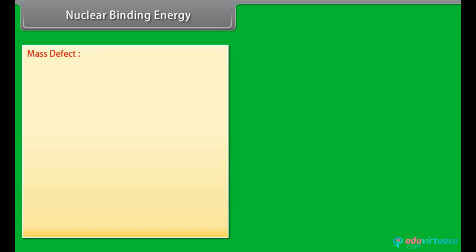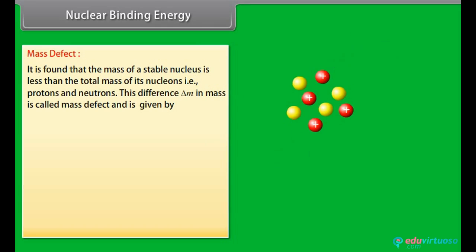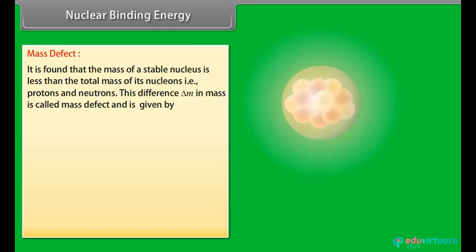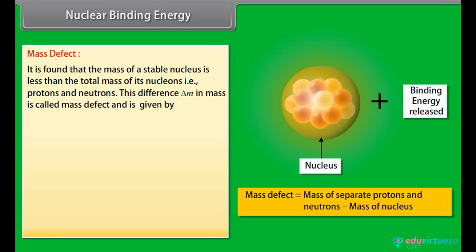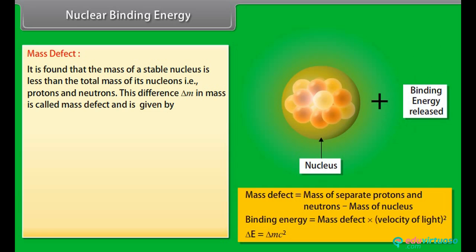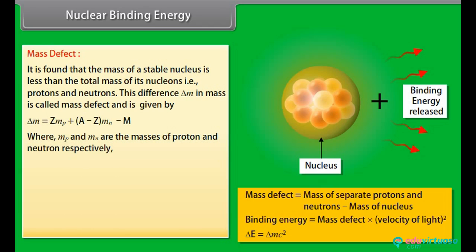Nuclear binding energy. Mass defect. It is found that the mass of a stable nucleus is less than the total mass of its nucleons, that is, protons and neutrons. This difference Δm in mass is called mass defect and is given by Δm = [Zmp + (A − Z)mn] − M, where mp and mn are the masses of proton and neutron respectively. M is the actual mass of the nucleus.